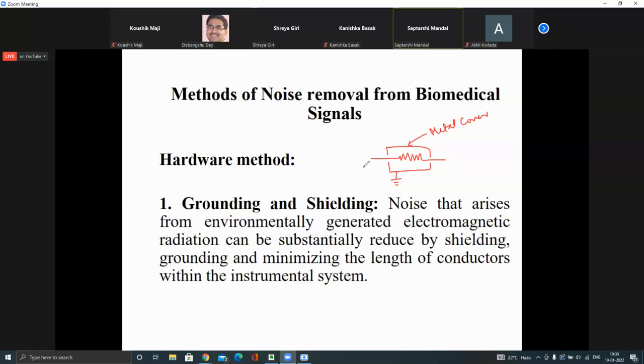Sir, the metal cover absorbs the noise, that is electromagnetic radiation. Okay, yes, that is true, but let us discuss it in a bit more detail.